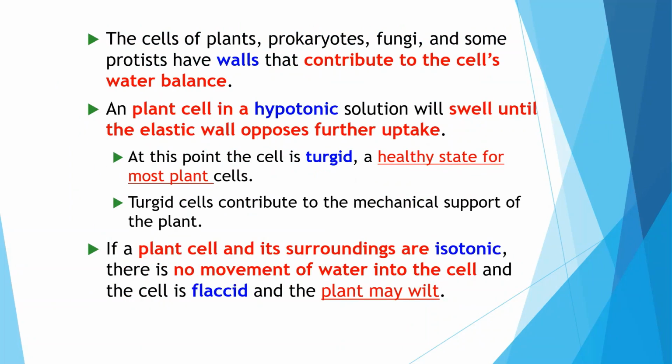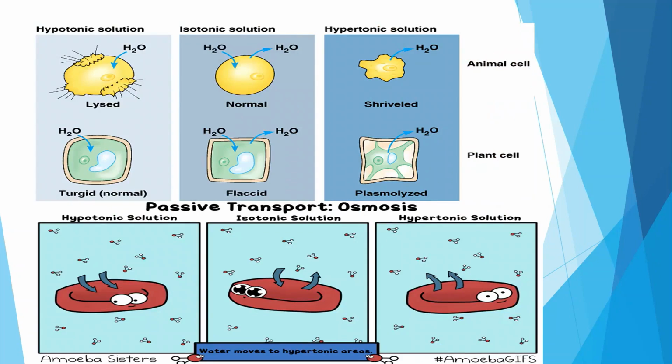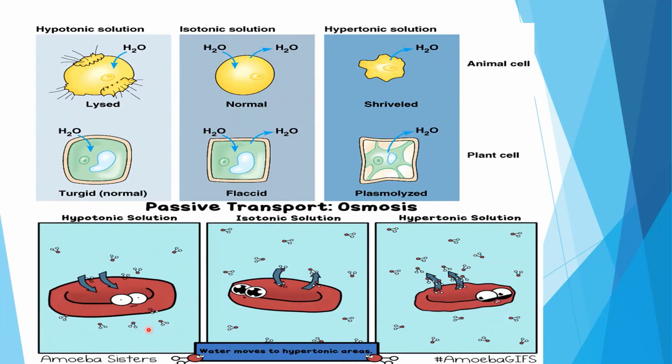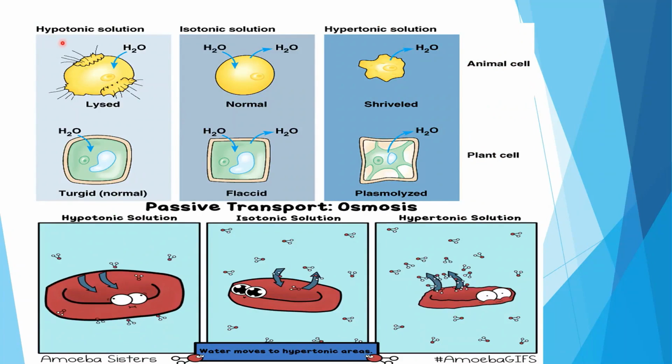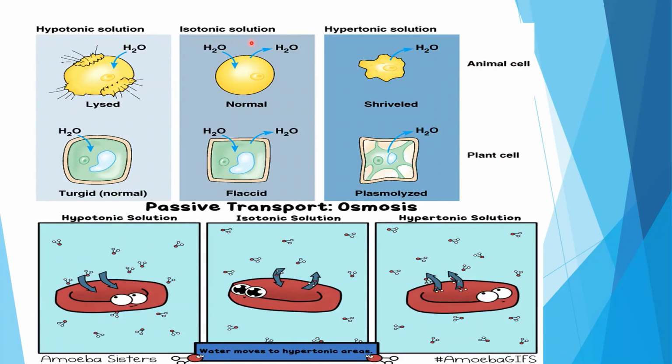The cells of plants, prokaryotes, fungi and some protists have walls that contribute to the cell's water balance. What will happen if the plant cell or the animal cell is placed inside the hypotonic solution, hypertonic solution and isotonic solution? This is the overview of the animal cell and plant cell when they are placed inside the hypotonic, isotonic and hypertonic solution.